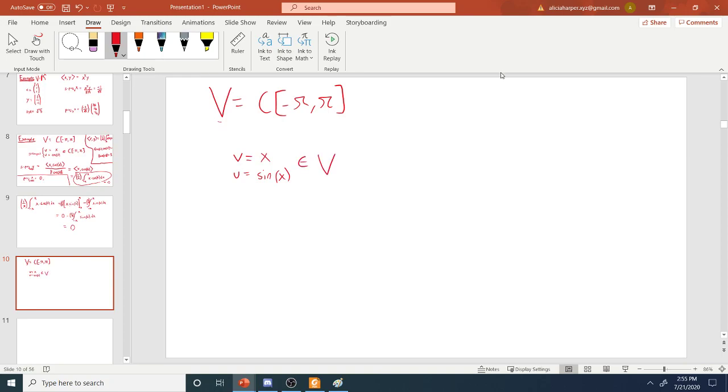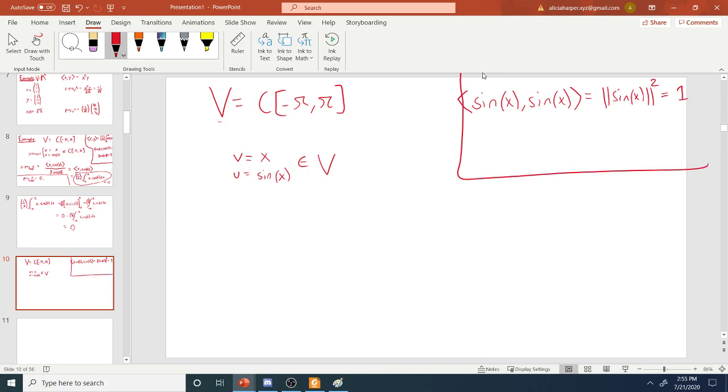The fact that I'm going to use is that, with respect to the same inner product, the inner product of sine of x with sine of x is equal to the norm of sine of x squared, which is equal to 1. I'm going to leave it to you to prove this, so this is an exercise.